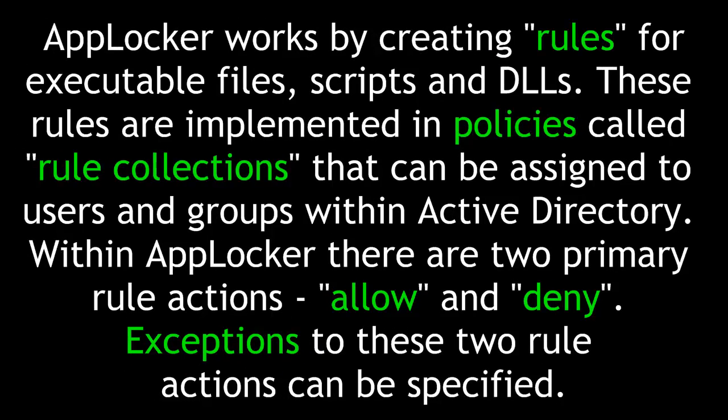AppLocker works by creating rules for executable files, scripts, and DLLs. These rules are implemented in policies called rule collections that can be assigned to users and groups within Active Directory. Within AppLocker, there are two primary rule actions, allow and deny. Exceptions to these two rule actions can be specified.